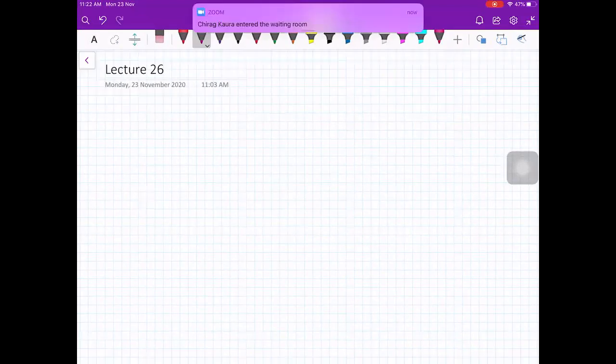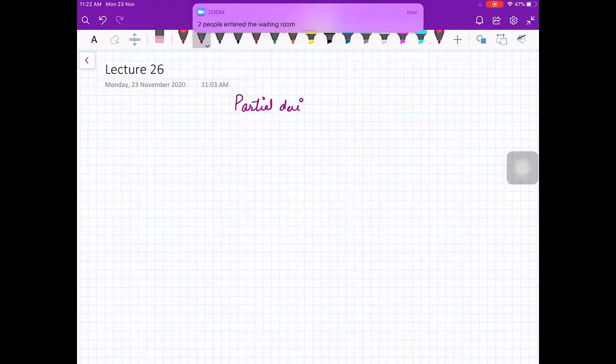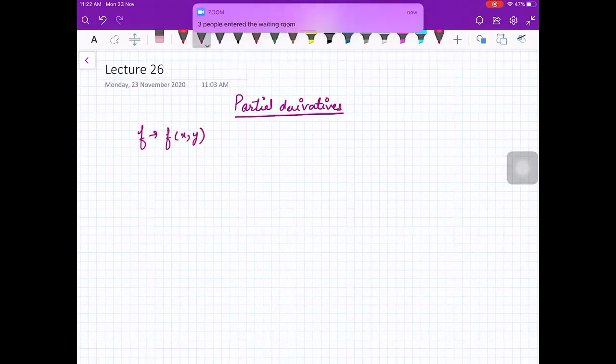So in the last class, we started with partial derivatives. Suppose you have a function f, which is a function of two variables, then we can talk about the rate of change of this function with respect to x as well as with respect to y. The rate of change of f with respect to x, we denote with partial f by partial x, curly f by curly x.